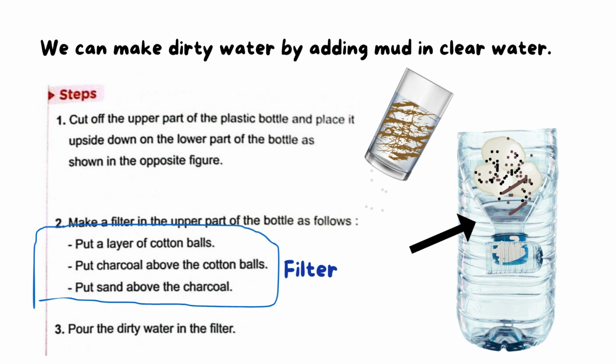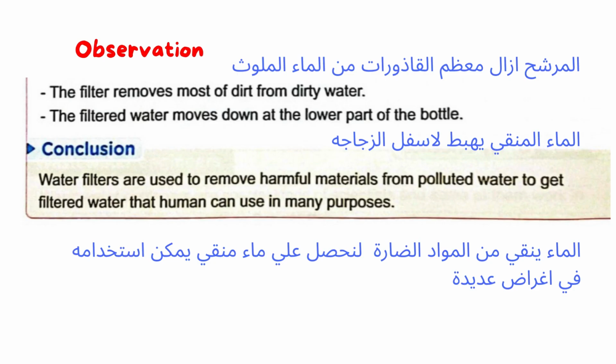So all of these are the filter. Pour the dirty water in the filter. So what will we see now? Yes, the filter, that is cotton balls, charcoal and sand. This filter will remove most of the dirt from the dirty water. As the filtered water moves down to the lower part of the bottle, you will see the water is clear. Most of the mud will be removed by this filter.